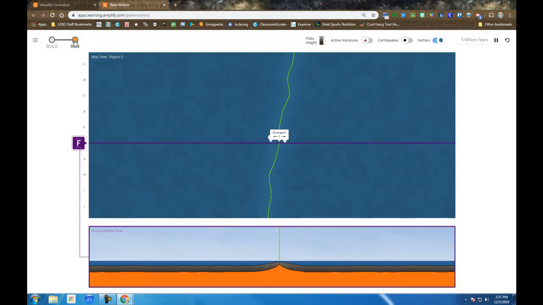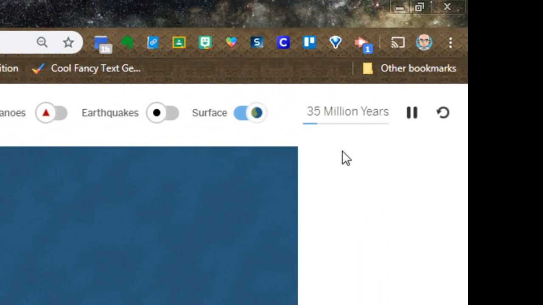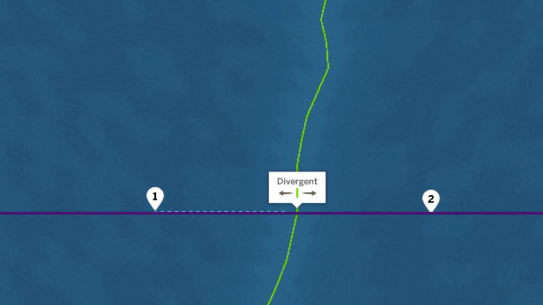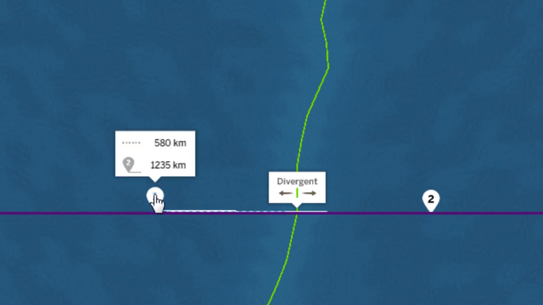And it says set the boundary type to divergent, so they're moving away from each other, and run the simulation. And as the simulation runs, they want you to pause it every 50 million years. So I'm going to let it run as close as I can to 50, pause it, and then I'm going to click on the marker. The marker is going to give me two pieces of information. The top is going to tell me how far it traveled from where it was. And underneath, it's going to indicate the distance between the two markers. So from marker 1 to marker 2, marker 2 is 1,235 kilometers away. Marker 1 has moved 580 kilometers.